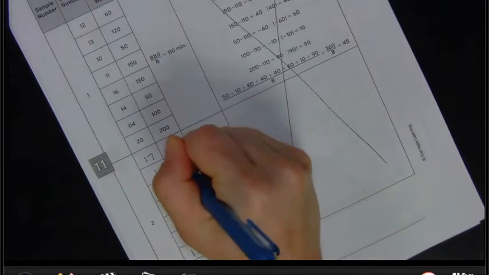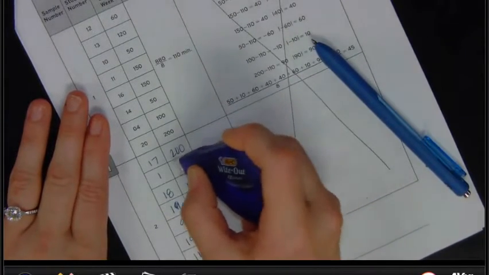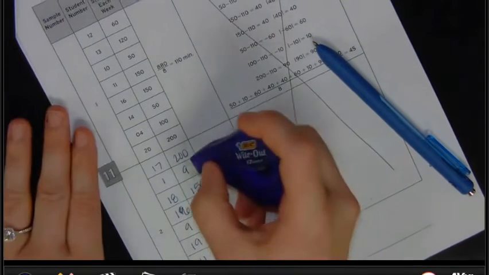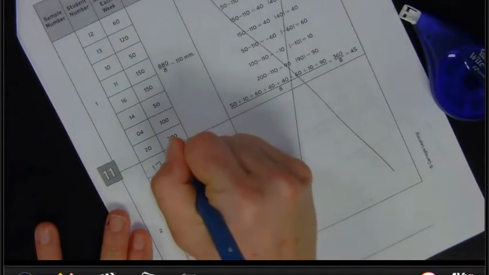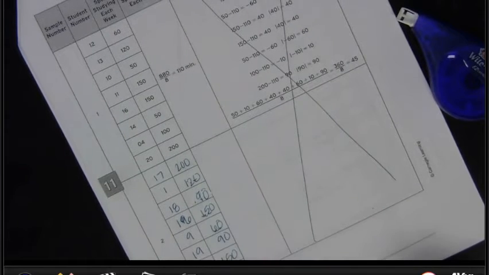Number 17 spent 200 minutes, then 90, then 150, 60, 90, 200. Oh, I skipped one. I messed this all up right here. All right, so 200, 120, 90, 150, 60, 90, 150, and 100.